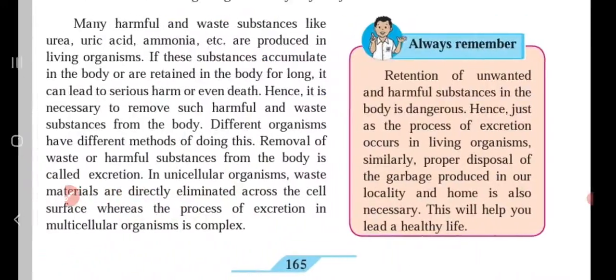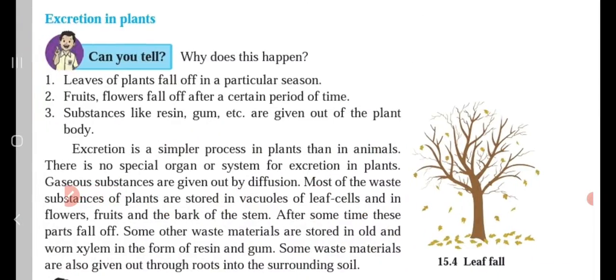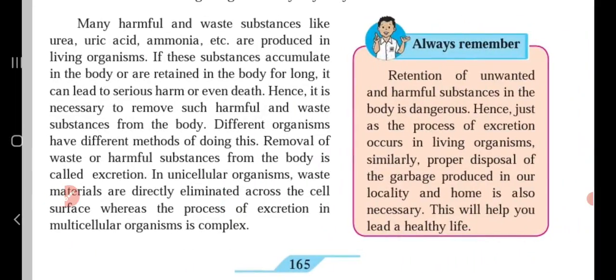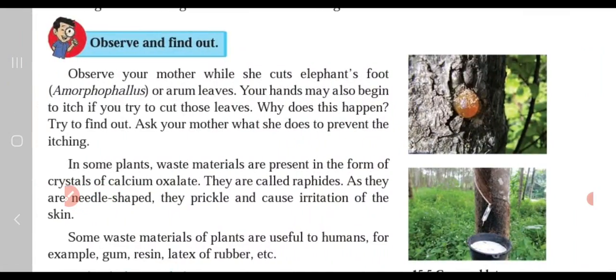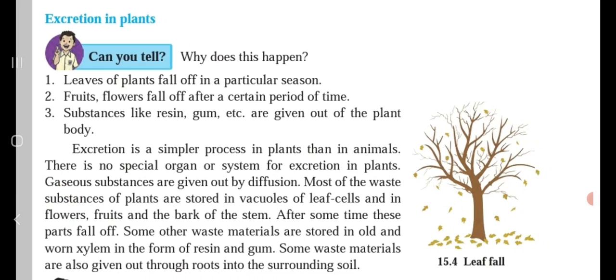Now we are going to discuss harmful substances, or excretion, which takes place in plants. Excretion is the process in which removal of waste material takes place from a living organism. Excretion is a simpler process in plants than in animals. There is no special organ or system for excretion in plants. Gaseous substances are given out by diffusion. Diffusion is a process in which gases get mixed up. So harmful, unwanted gases are given out.